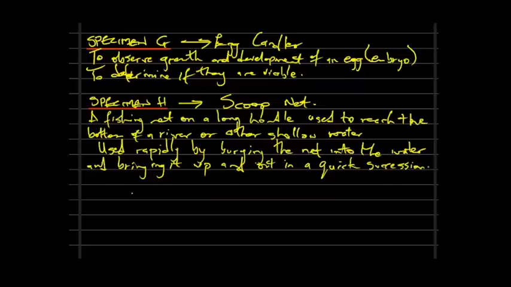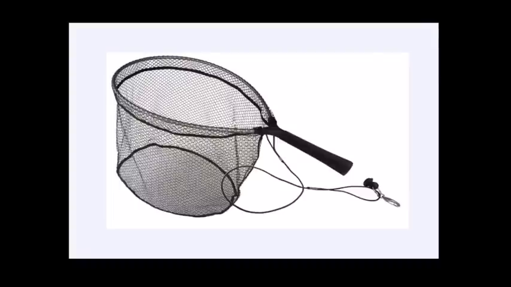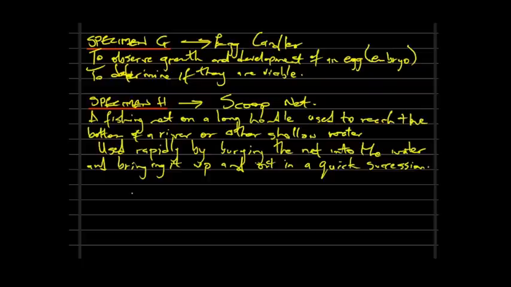This is an example of what the fishing net, the scoop net rather, looks like. Usually the handle is longer than this, and it has a rope. So you dip this part here into the water, and you quickly use it to pick up the fish sample.